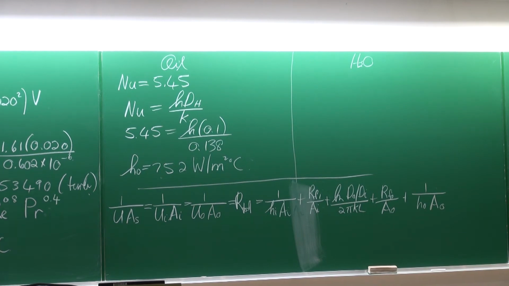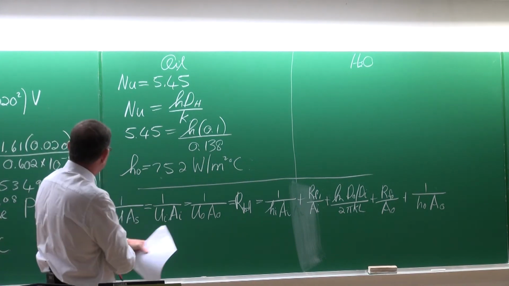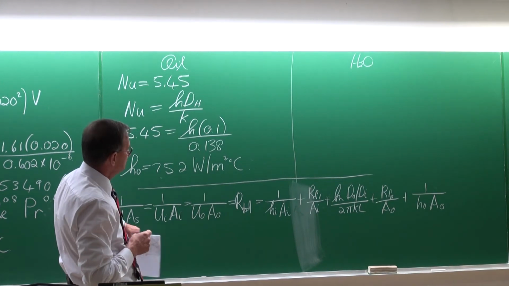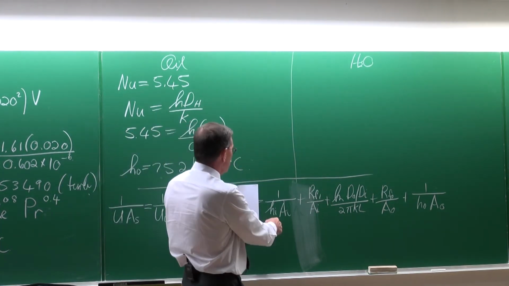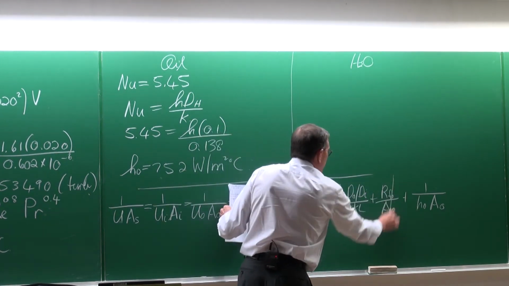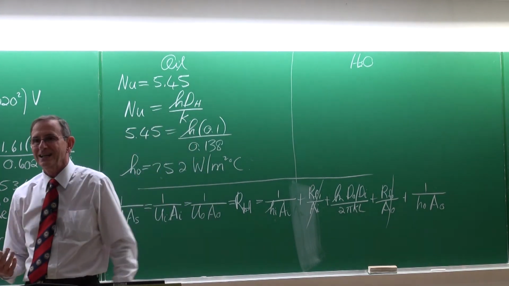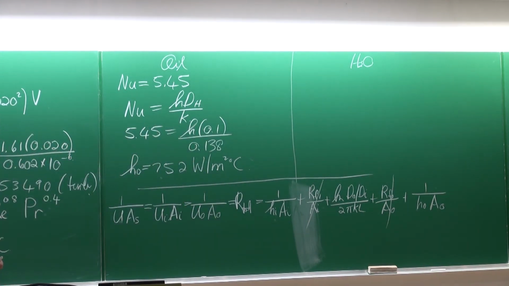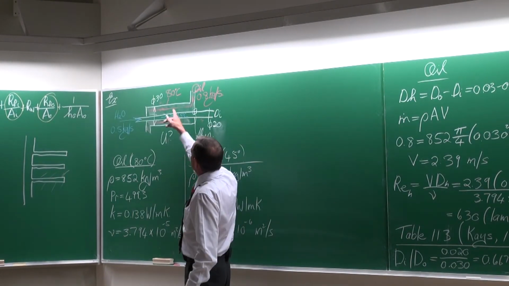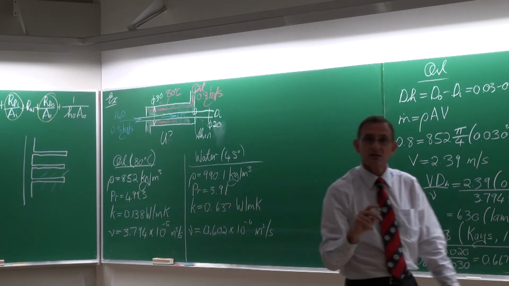Are you all with me? Okay. Right, so we have to determine what they ask us, the overall heat transfer coefficient. If we look at those terms, we've got this value, and we've got that value. They didn't give any information on fouling, so we can neglect that. Now coming back to this sketch here, the ratio of the diameters. So it's the ln of 30 millimeters divided by 20 millimeters.